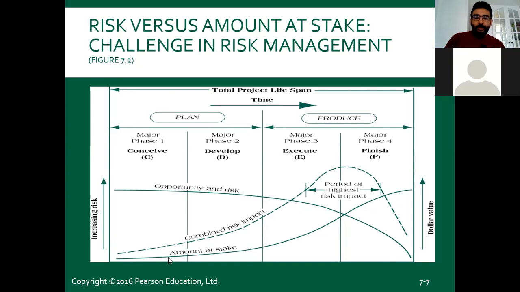Second important is the combined risk impact. Risk is out there, opportunity is out there, but the impact on you is low when you plan the project because you don't face them yet. You don't face the risks yet. But the highest impact of the risk would occur in the production phase, right? When you execute and finish the project. This is the part where you most face these environmental factors and you need to solve the problems, right? And the amount at stake means the money that you spend on the project, right? Or for that risk, the money that you lose. So it's also increasing because you need to solve that risk problem.